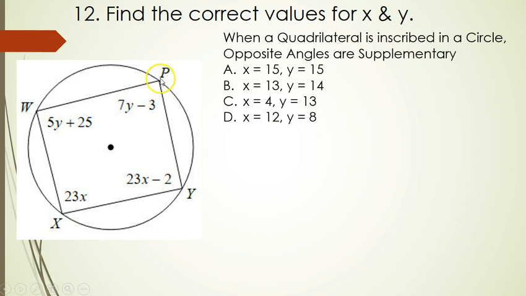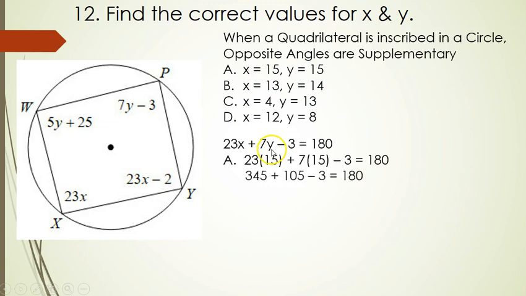So I'm just going to add angle x and p here. So that's 2x plus 7y minus 3. That should equal 180. So now I'm just going to put this 15 and this 15 in here for the x and the y. When I do that for a, excuse me, I get 345 plus 105.